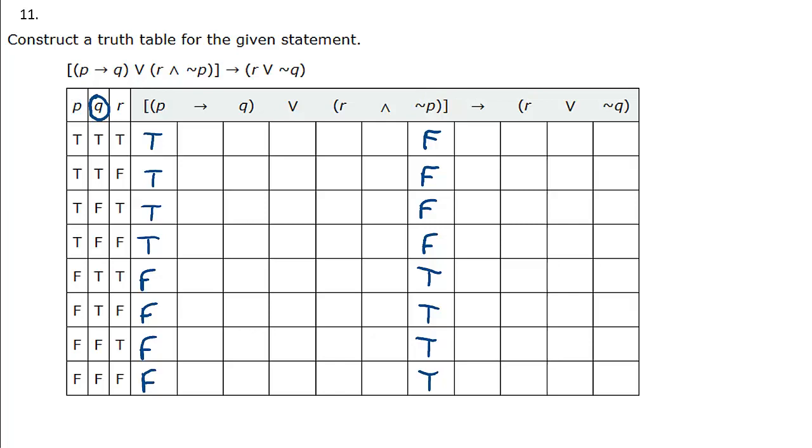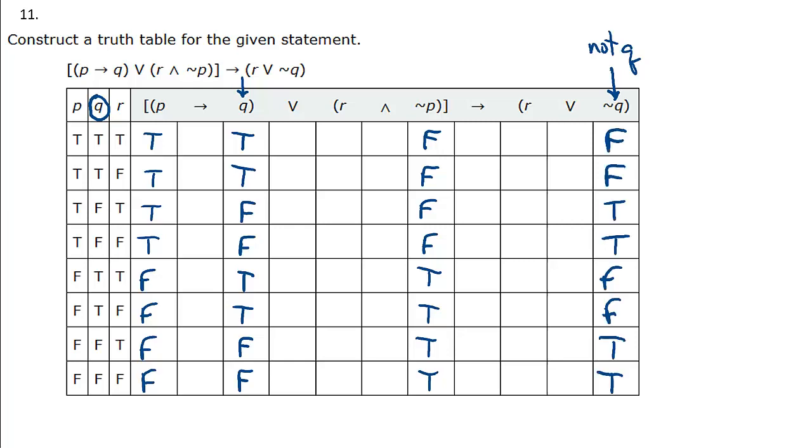Notice that about a third of the way in, or a fourth of the way in, you've got a Q column. Q is true, true, false, false, true, true, false, false, so just copy that over. And then notice that the very last column in the table is a not Q. That means we're going to change everything to the negation. So true, true, false, false, true, true, false, false becomes false, false, true, true, false, false, true, true.